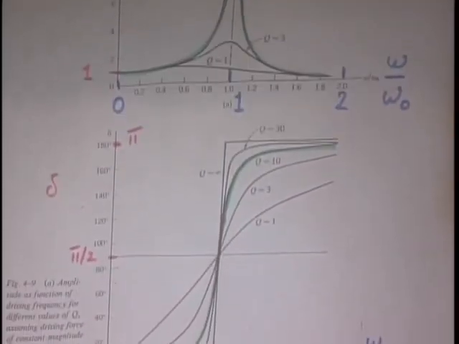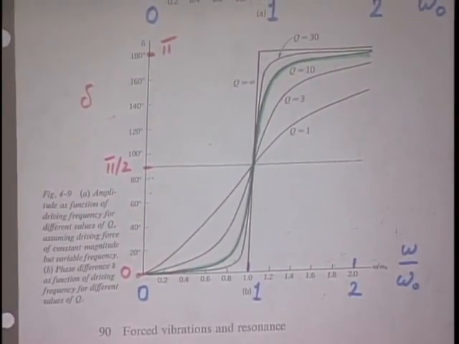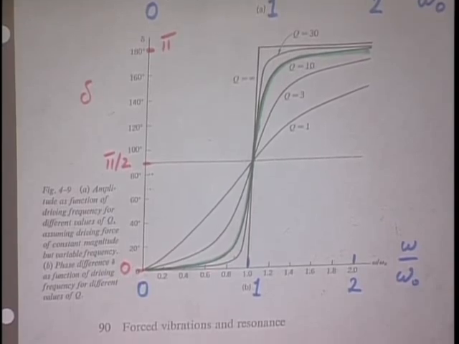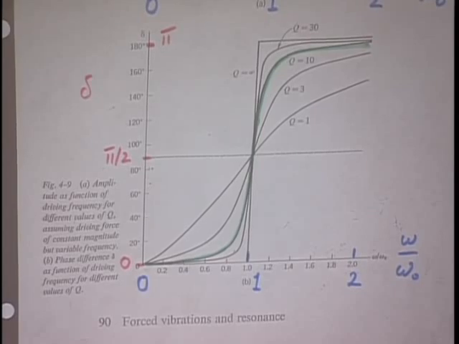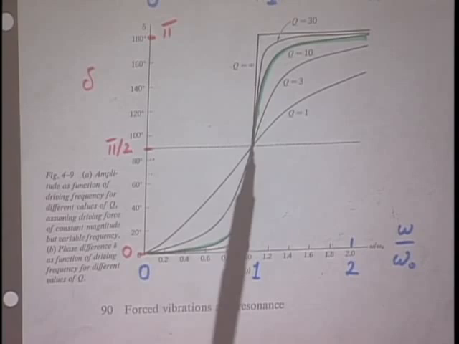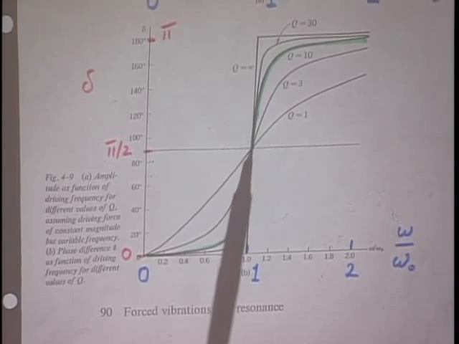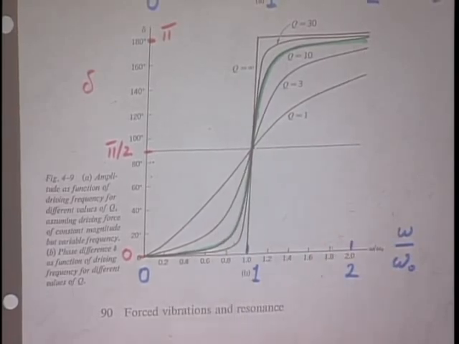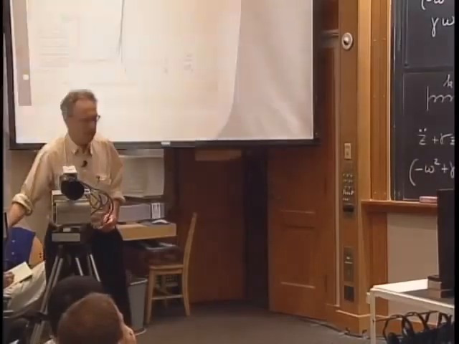And then at the bottom, you see the delta function, the phase delay. The object follows the driver at very low frequency precisely. Delta is 0. At resonance, it is precisely pi over 2, 90 degrees. Very hard to imagine, but I will try to show it to you. And at very high frequencies, they go like this. They are 180 degrees out of phase.